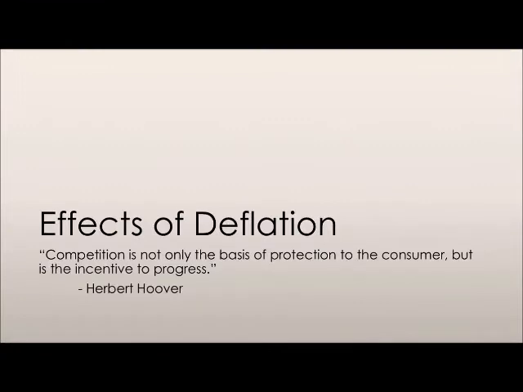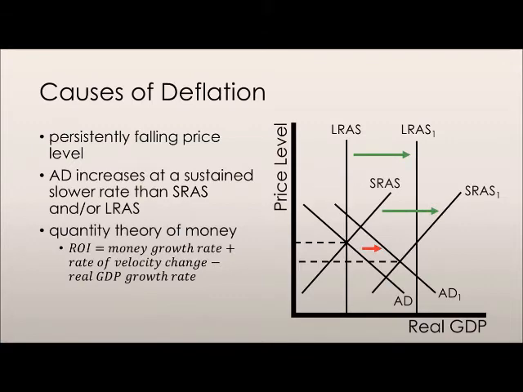Just taking a look at the types and causes of inflation, but let's examine the effects of deflation. Deflation is defined as a sustained decrease in the general price level. A persistently falling price level only occurs if aggregate demand increases at a persistently slower rate than short-run aggregate supply and/or long-run aggregate supply.